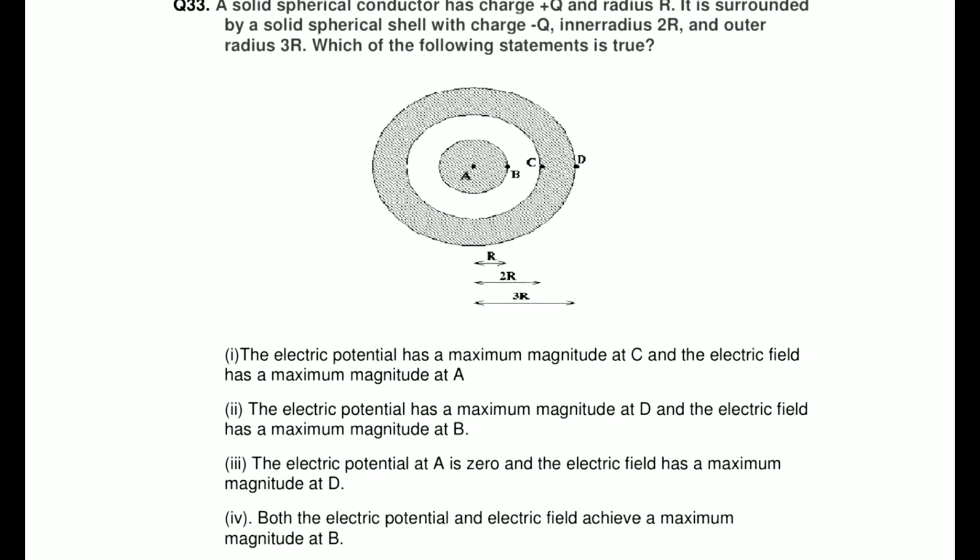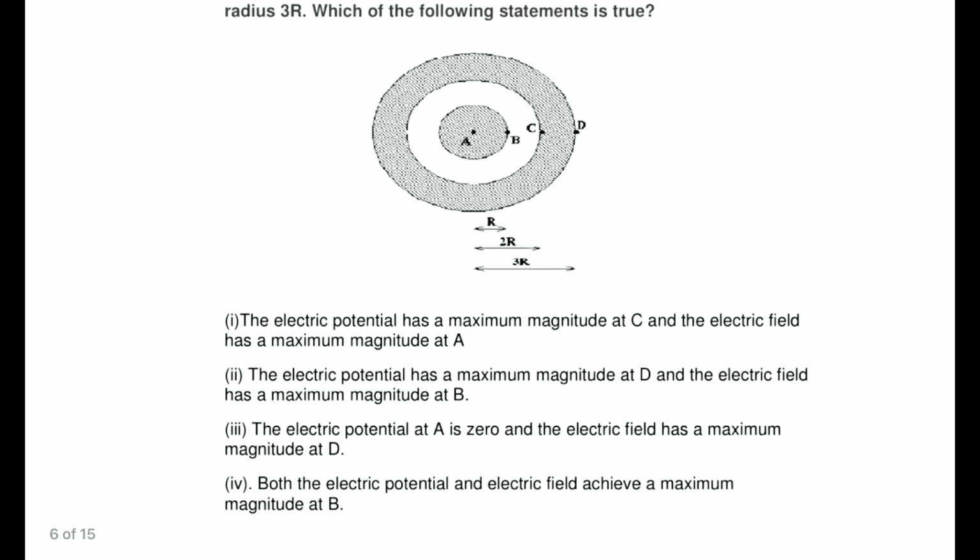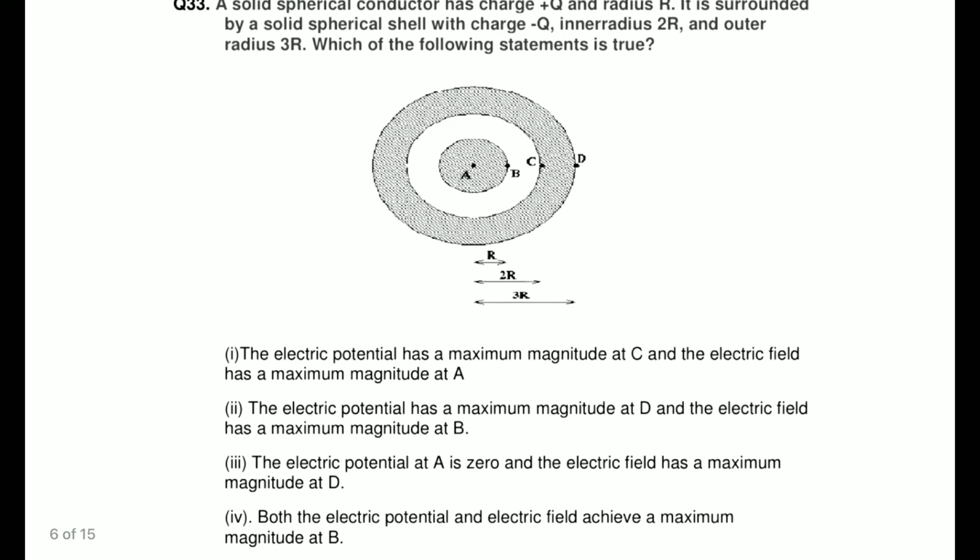Question number 33. A solid spherical conductor has charge plus q and radius r. It is surrounded by a solid spherical shell with charge minus q, inner radius 2r and outer radius 3r. It is given in the picture diagram. Which of the following statements is true? You have to talk about which of the following statements is actually true, right?